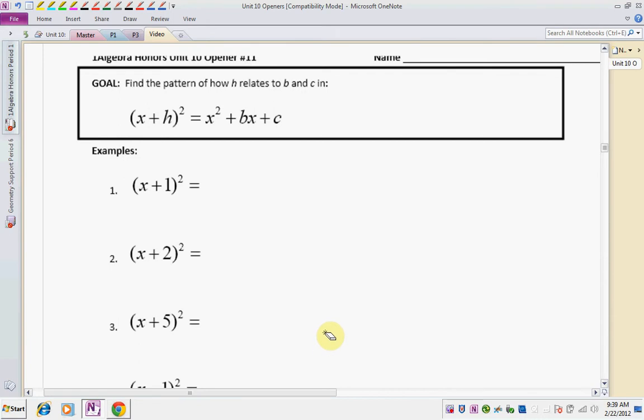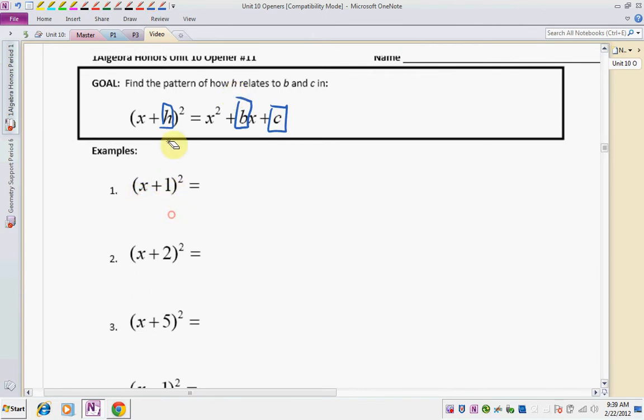So in this next opener, 11, we're trying to find the pattern between how H relates to B and C. Because if we can see that pattern, then we're going to save a lot of time and spend a lot of our brain power on things other than squaring a binomial, which is what this is.